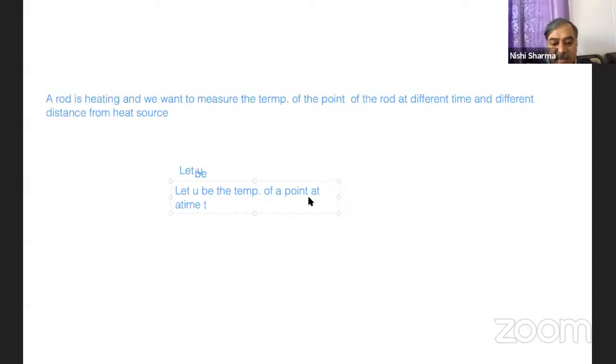So this thing is clear. So now you tell me, what does the temperature depend on? Anybody can answer, I expect it from the students.